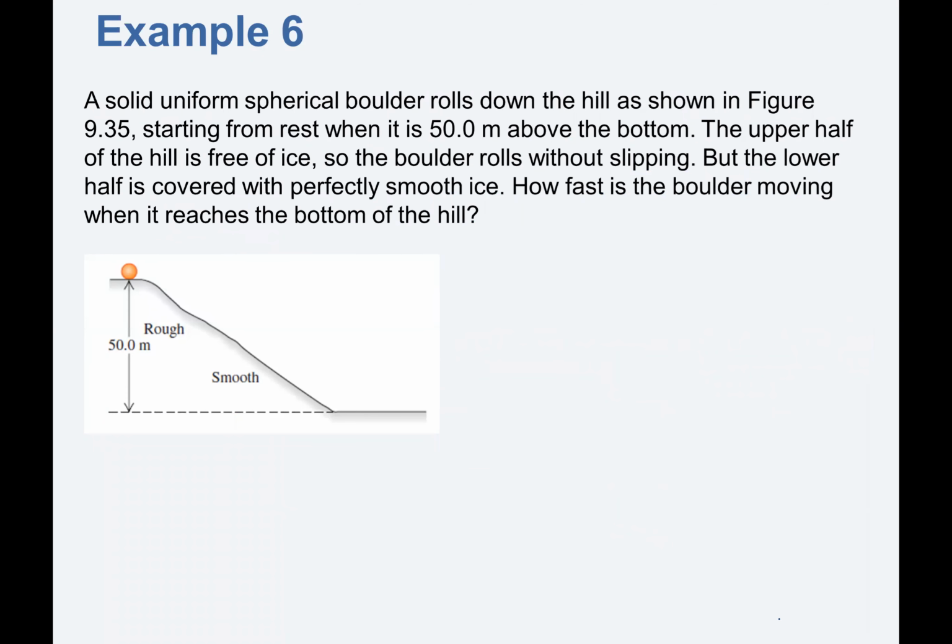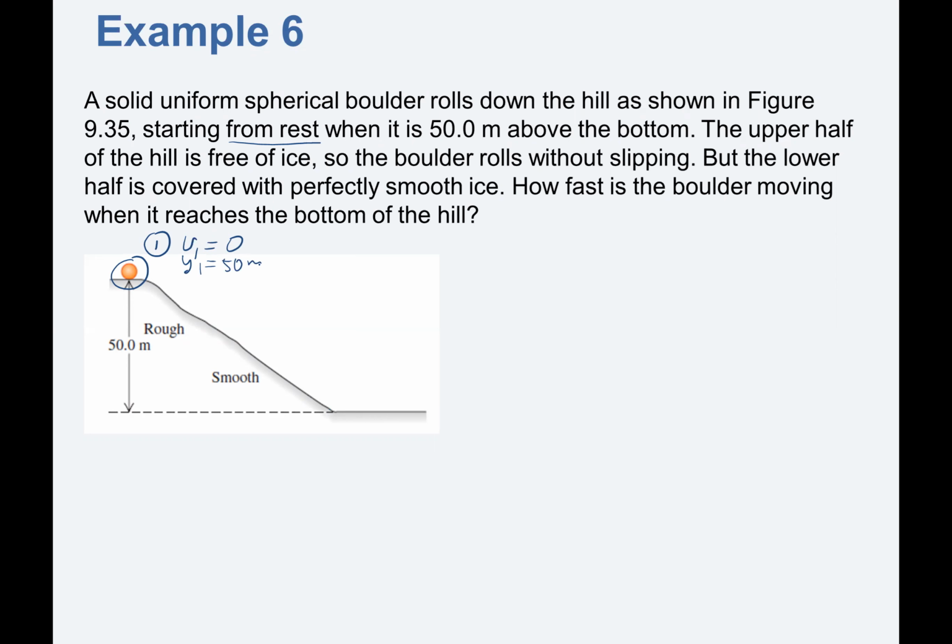All right, so here's one more example, and this example basically uses conservation of energy. You have a solid uniform spherical boulder that rolls down the hill as shown in the figure, starting from rest when it is 50 meters above the bottom. That means we start from here, 50 meters above the bottom. We take this point to be our point 1, and since it starts from rest, I can say that the speed at point 1 is 0, and the position of point 1 is 50 meters.